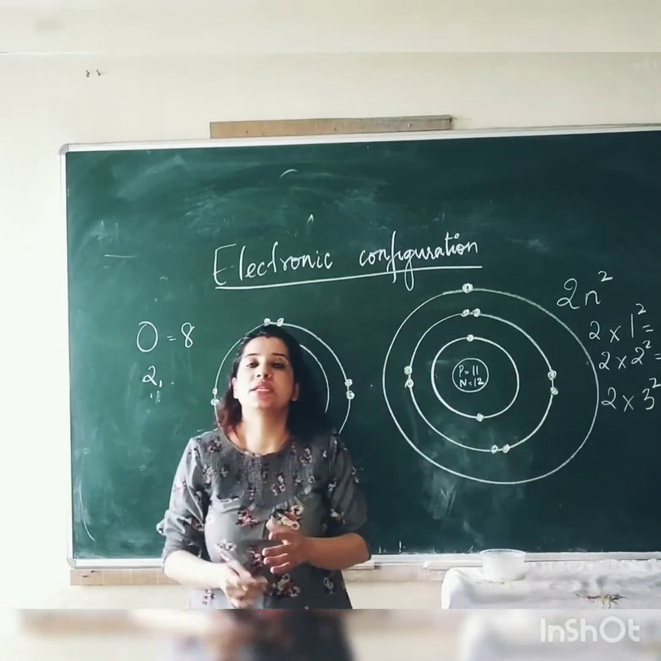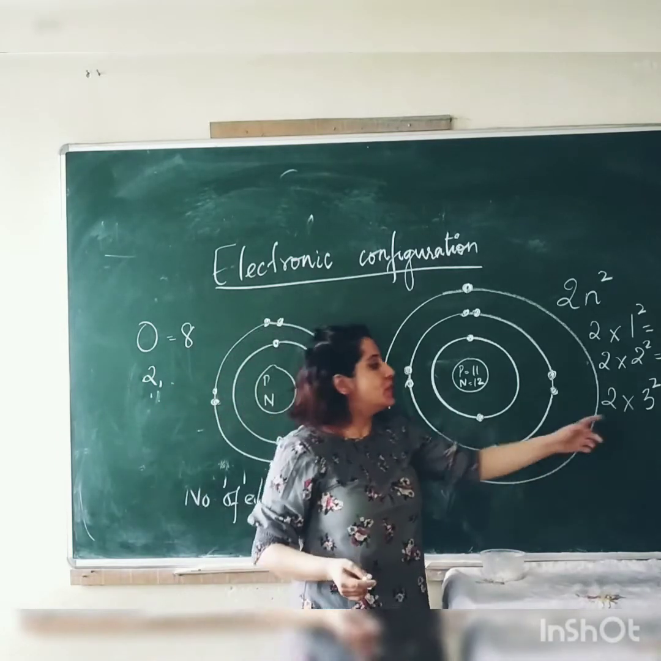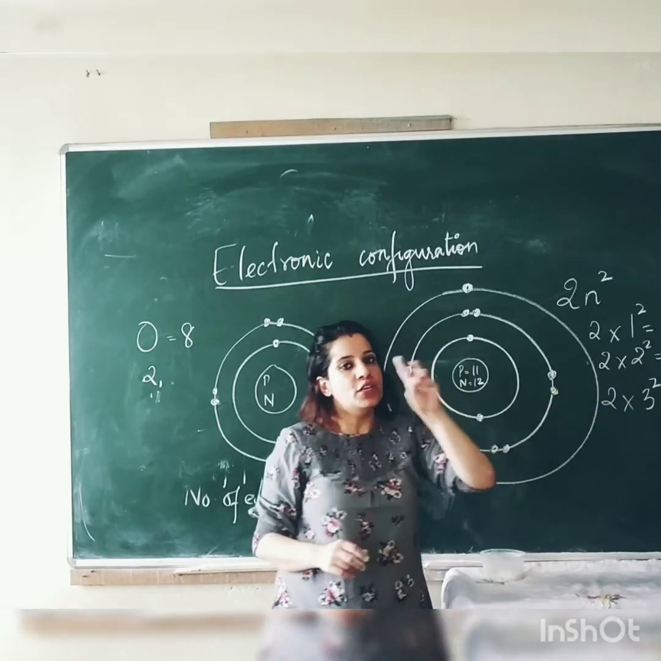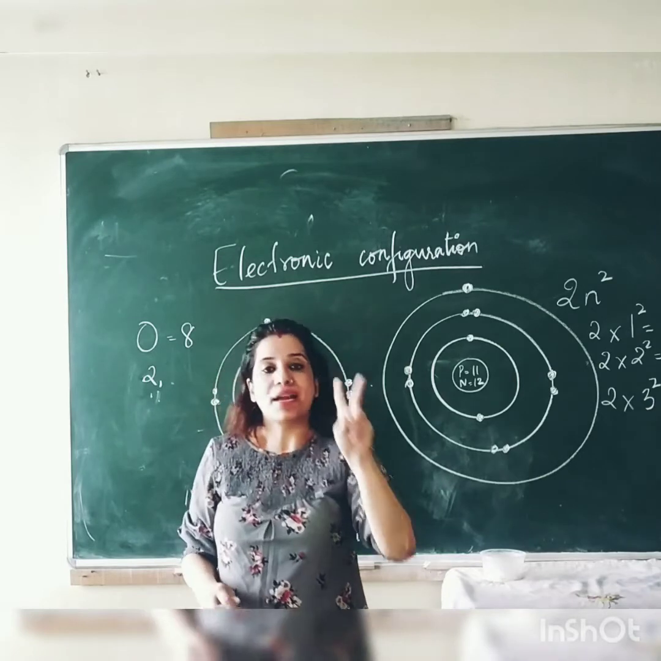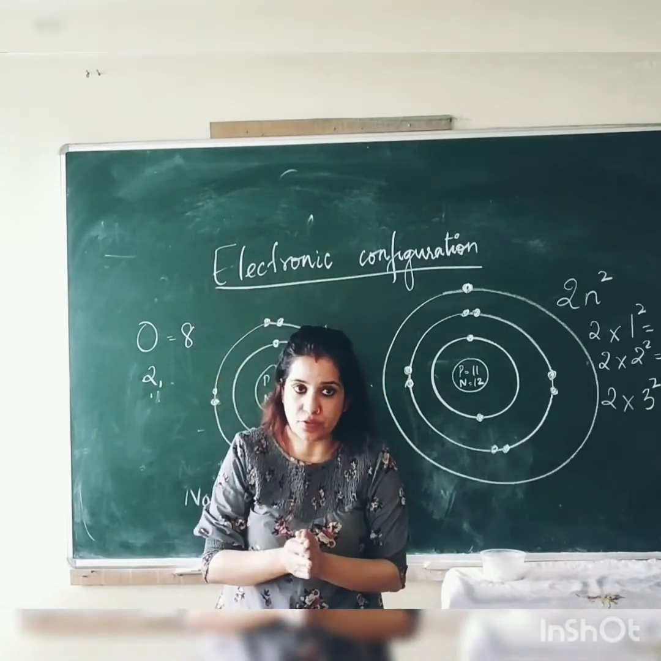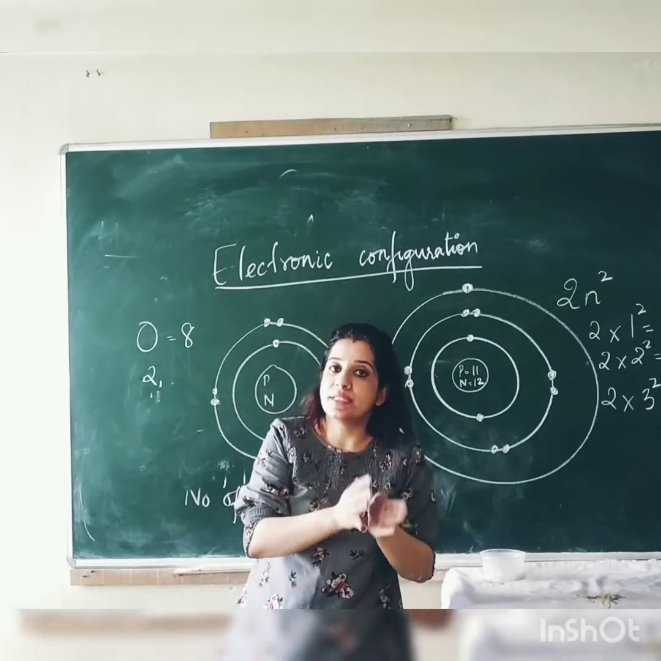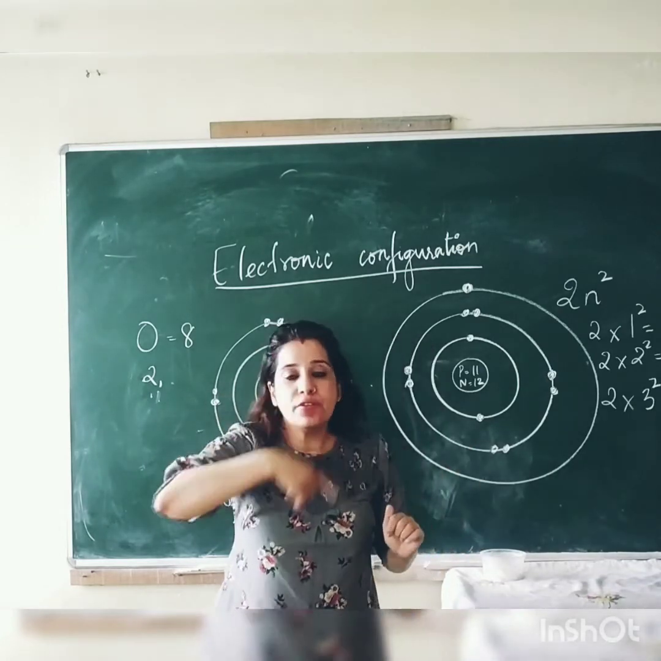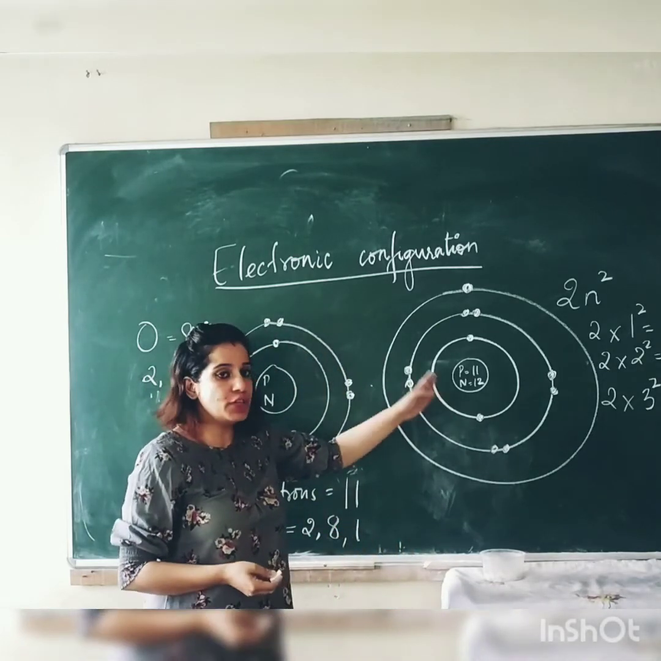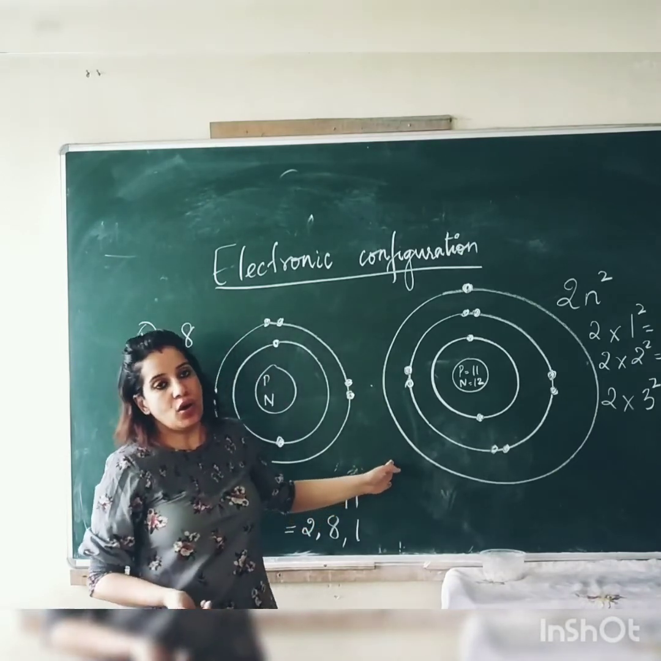But when we do it in our exercise book, or when we do it practically, we take only a maximum of 8 electrons after the second orbit. So only the first orbit will have a maximum of 2 electrons, and after that a maximum of 8 electrons. You cannot jump from one orbit to the second orbit, or from the second orbit to the third orbit, without filling the first one, without filling the second one. So without filling the first, you can't go to the second. Without filling the second, you can't go to the third orbit.